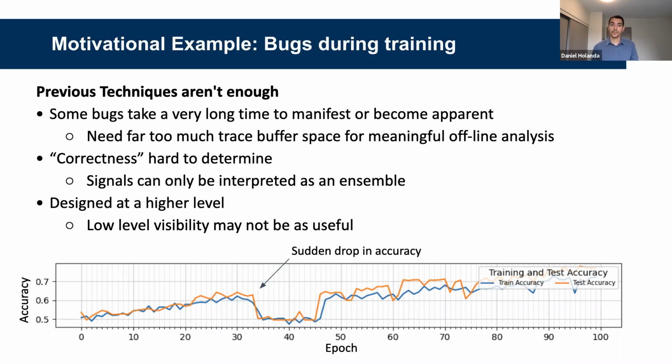The third thing that I want to convince you of is that, as we all know, machine learning applications are commonly designed at a very high level of abstraction, sometimes using HLS tools, sometimes using tools such as TensorFlow and automatically mapping into RTL. What this means is that sometimes the visibility in terms of the low-level hardware may not be as useful, especially if we're thinking about debugging the model itself, right?